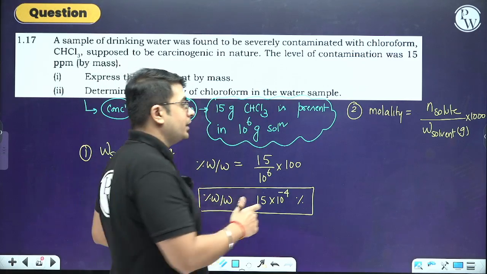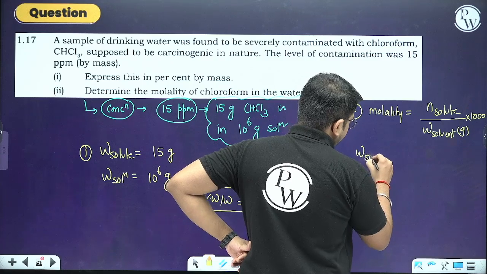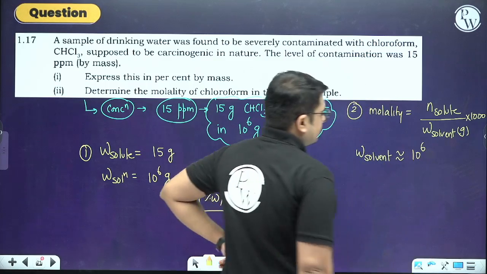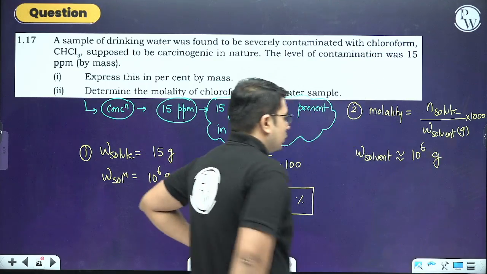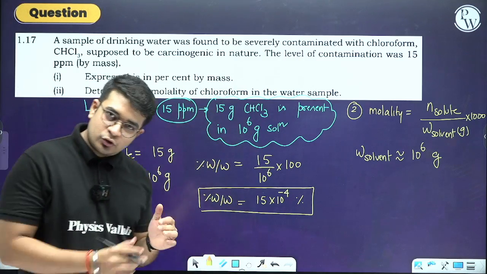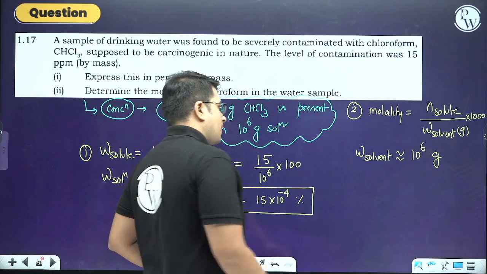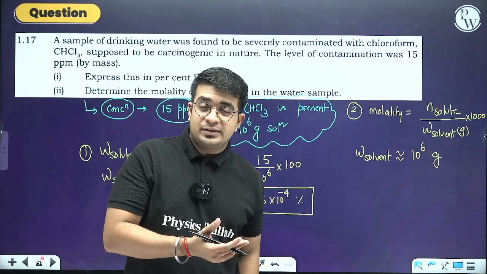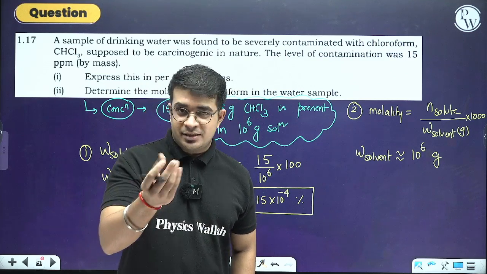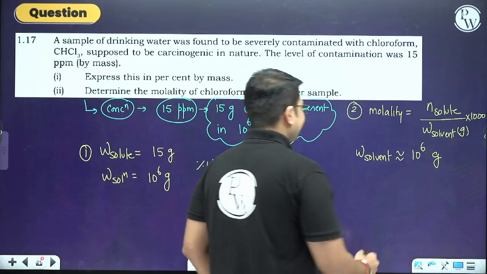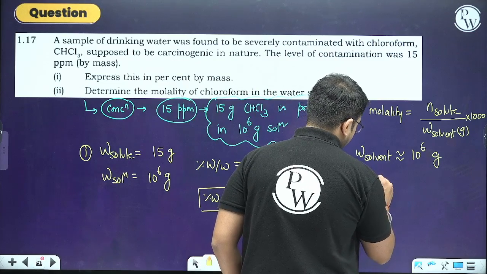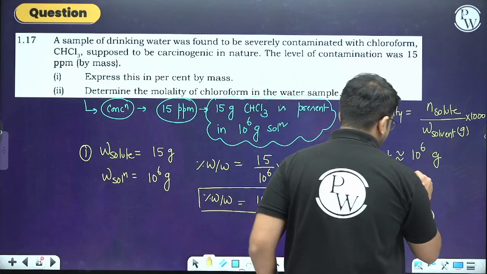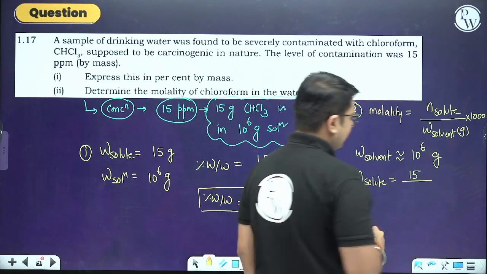So you can say that W of a solvent is approximately equal to 10 raised to the power 6 grams, because the amount of solute is very less, so it is approximately the same. Okay. If you want the exact calculation, then you can subtract 10 raised to the power 6 minus 15 and let me know the final answer in that case. Now the next thing is number of moles of a solute, which we don't know. So that will be W of solute, which is 15, divided by the molar mass of solute.